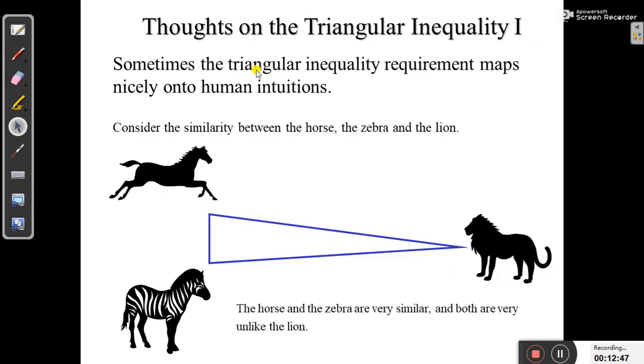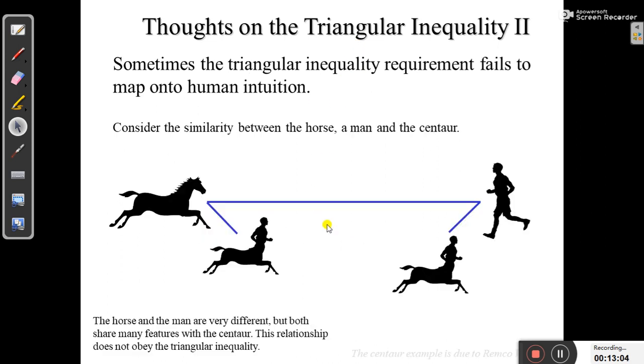Sometimes the triangle inequality requirement maps nicely onto human intuition. Consider the similarity between the horse, zebra and the lion. The horse and zebra are very similar and both are very unlike the lion. So that is about the triangle inequality.